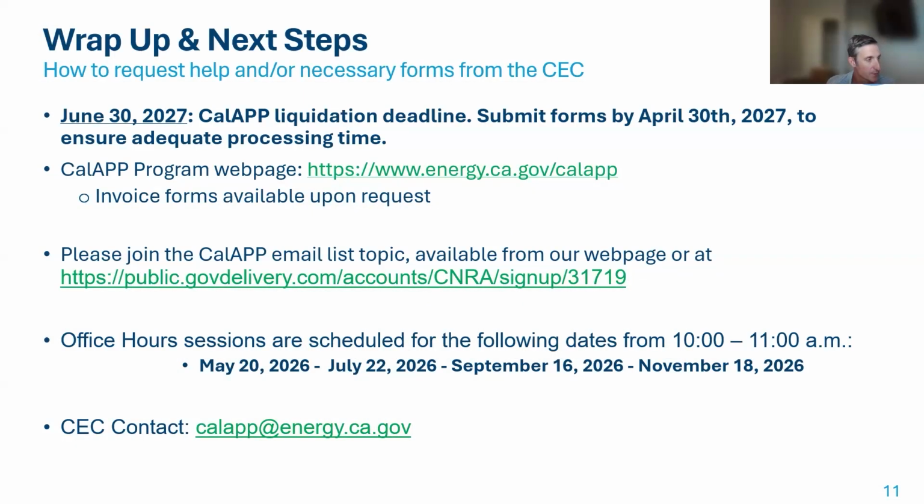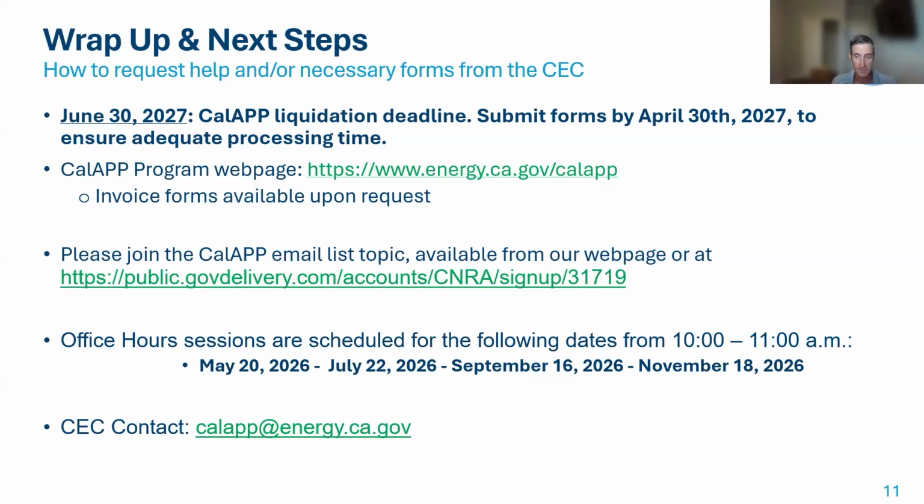Here are some key reference points. Remember, all funds must be liquidated by June 30, 2027. We highly recommend that you submit your invoices as soon as possible to avoid any processing delays. Submit no later than April 30, 2027 to allow for enough time for the CEC to process your invoice submission. Invoices cannot be paid after June 30, 2027.